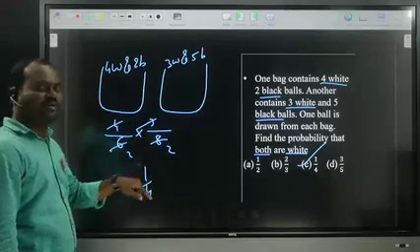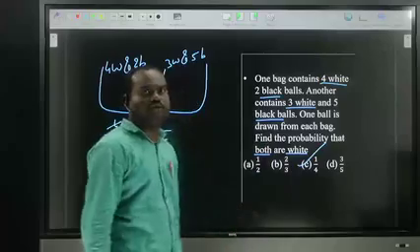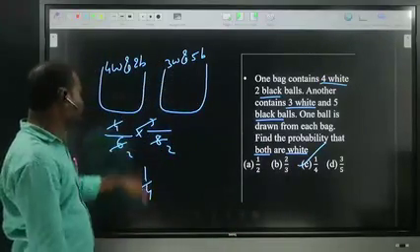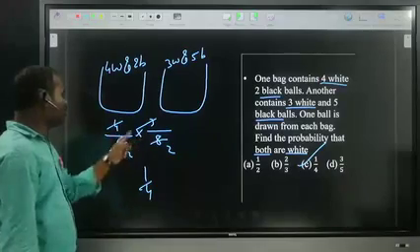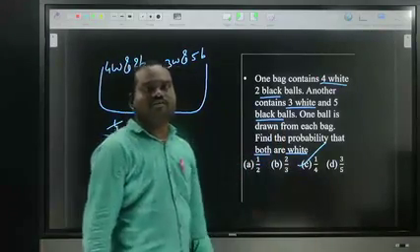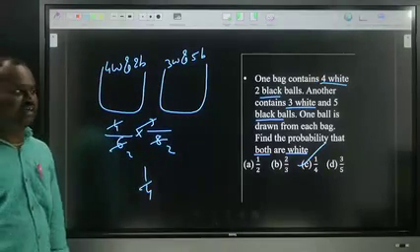And from the second bag we also want white, because both are white. 3 whites are there out of 8, so 3 by 8. By cancelling, 4 twos, 3 twos, 1 by 4. Is it clear? Now we are moving to the next one.